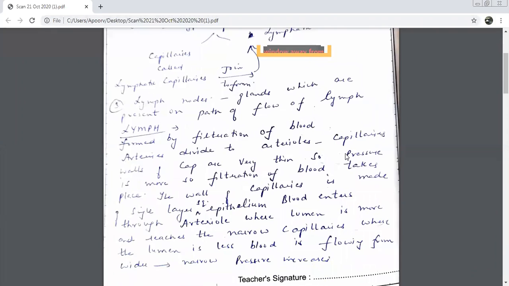Now we're going to talk about the composition of lymph. Okay? Tell me, lymph is formed by the filtration of what? Blood. What are the two conditions which suit the lymph to be filtered out? What are the two things which are suitable?